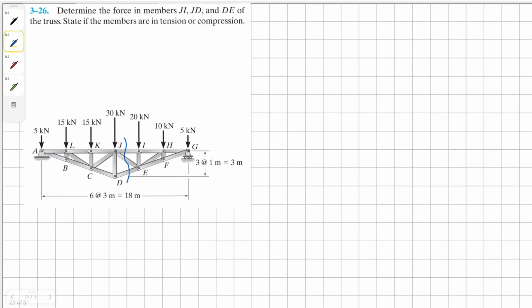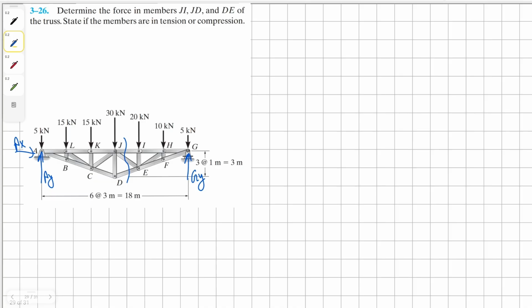Now we can determine which side of the truss is going to be most appropriate to solve this problem, and I think the right hand side would be the easiest since it has a lesser amount of reaction forces. So therefore we only need to determine our external reaction force at the roller G, and we can ignore AY and AX.